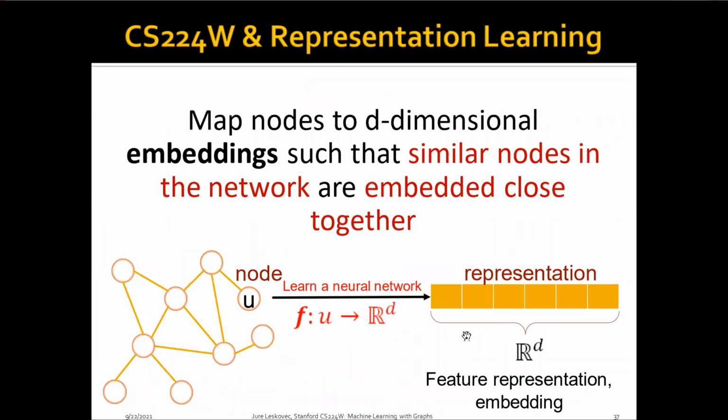Here is an example of representation learning. You have a node, which can be just an index, and representation learning is to learn a vector representation of the nodes so that similar nodes in the network will be embedded close together. If two nodes are close or similar in the network, then their vectors will be similar, or the distance between these two vectors will be small in the embedding space. So that's about representation learning.